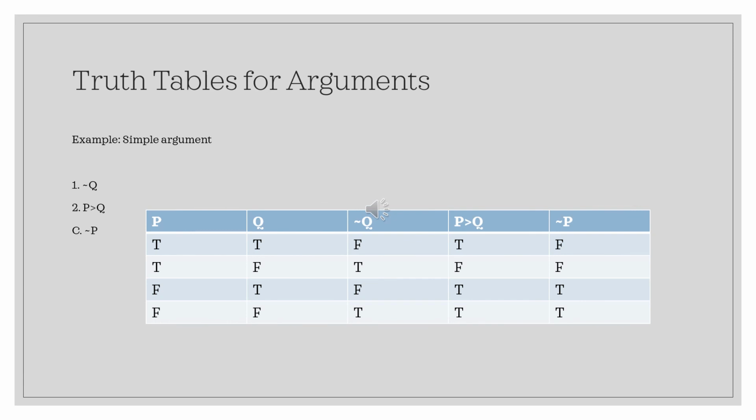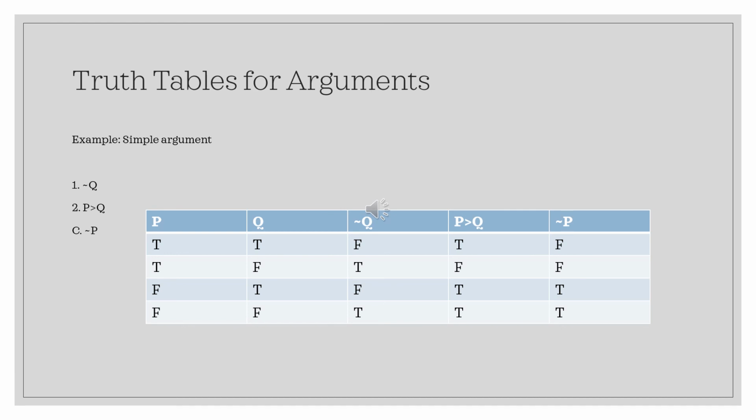Let's start with a really simple argument. This argument is actually valid. This is a classic style of argument called modus tollens, which we'll be covering soon. But this is basically how you fill out the truth table for an argument.